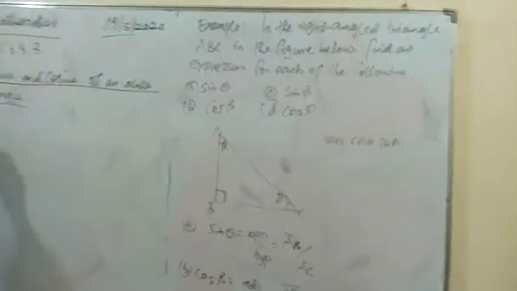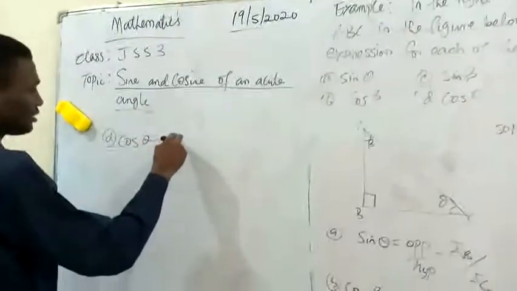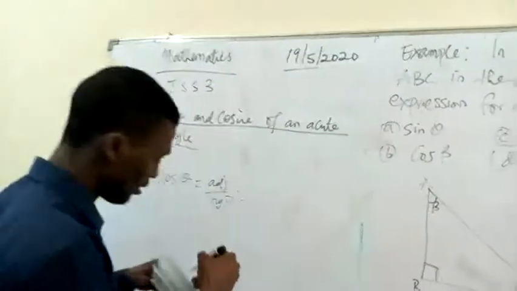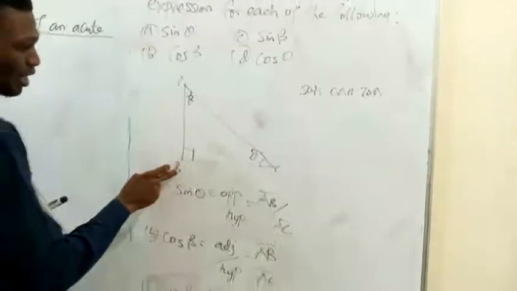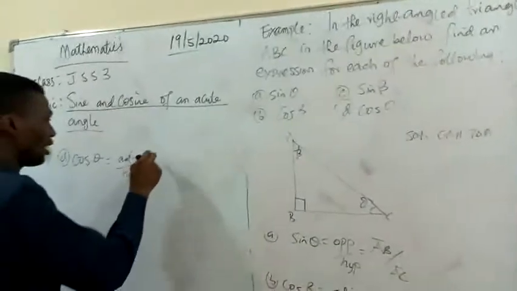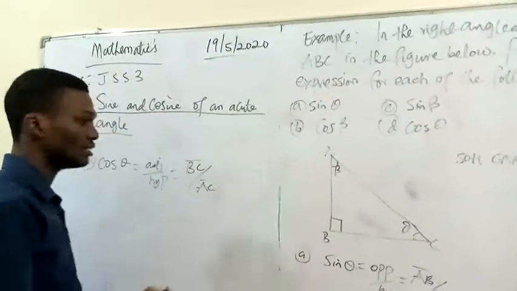Then the next we have is cos theta. This is adjacent all over hypotenuse. And we have our theta. The side adjacent to theta is this. We have line BC all over our hypotenuse, line BC all over line AC.